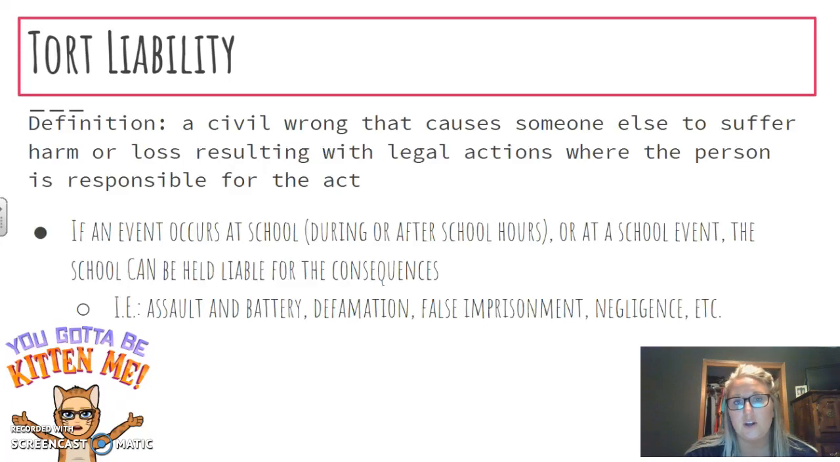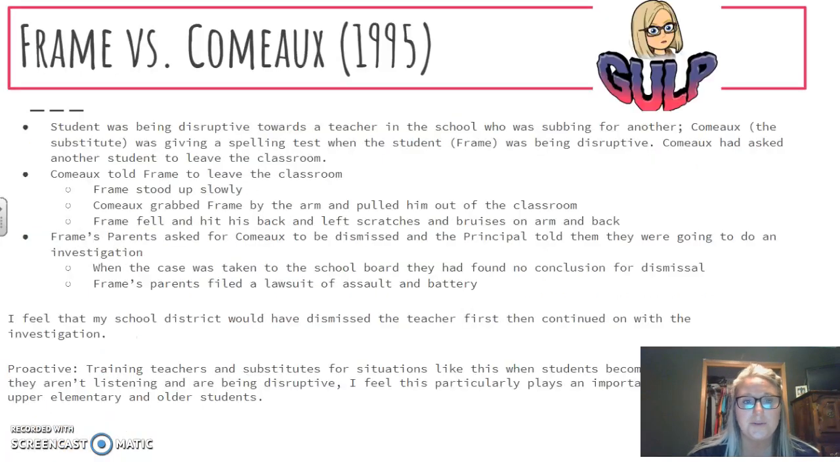If an incident occurs on or in school grounds, even if school hours are not going on, the school can be held liable for consequences.